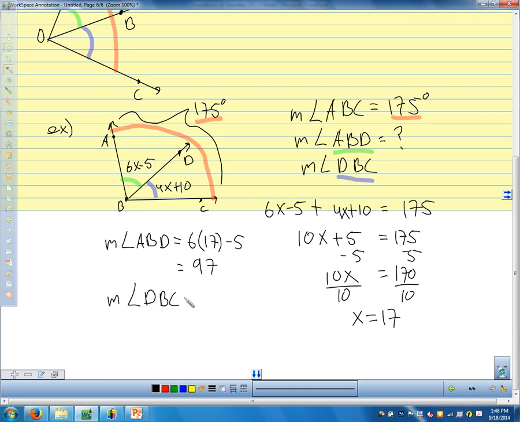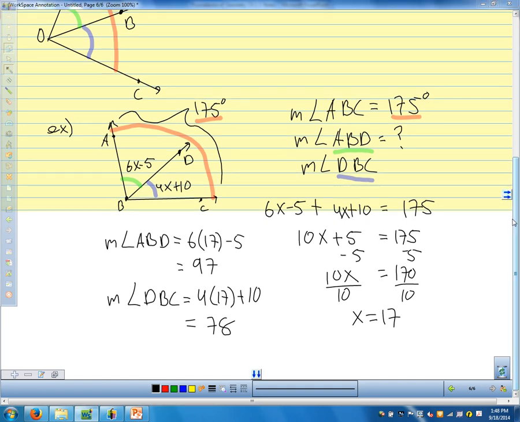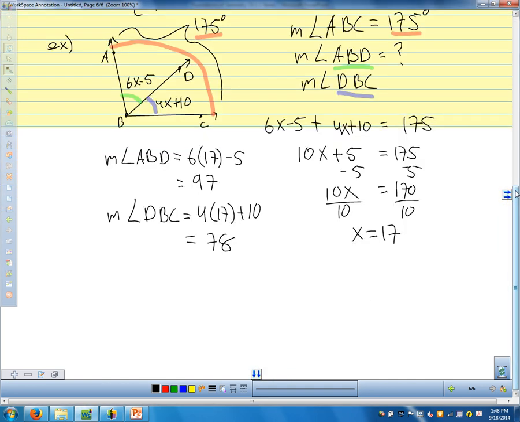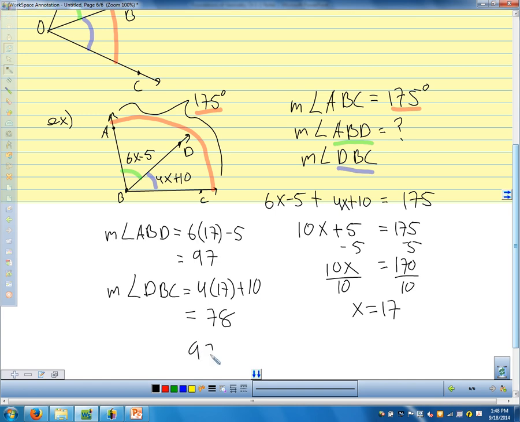And then the measure of angle DBC is 4 times 17 plus 10. 4 times 10 is 40, and 4 times 7 is 28, so we get 68 plus 10 is 78. And when I add these two together, they better equal 175, so we'll check. 97 plus 78, does that equal 175? And we did it correctly. Check. So our answers are 97 degrees and 78 degrees.